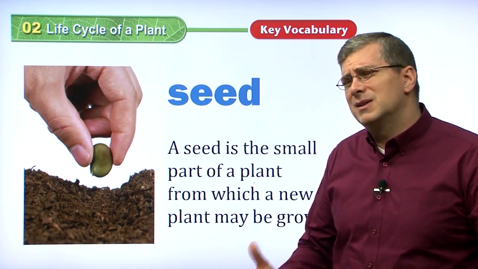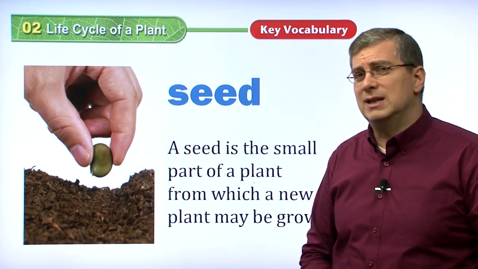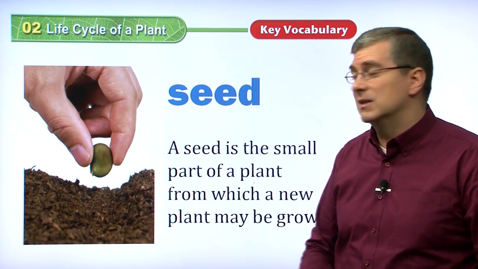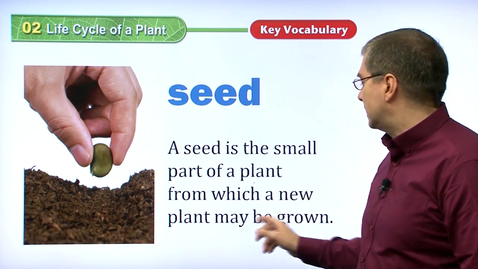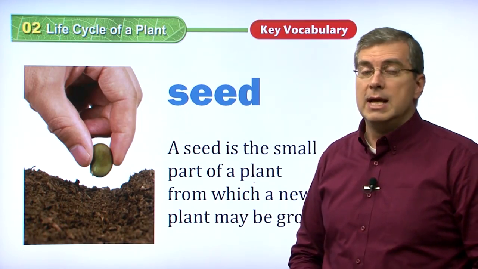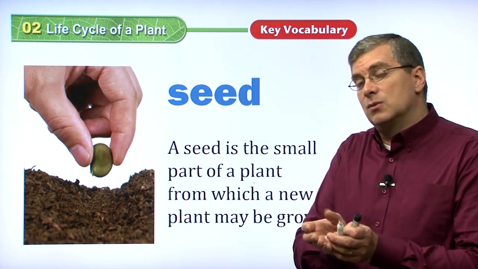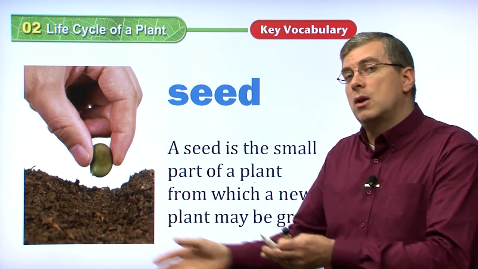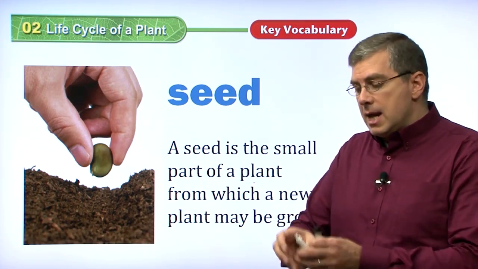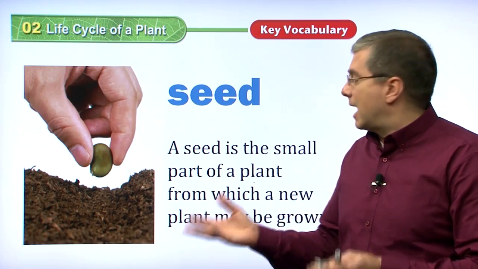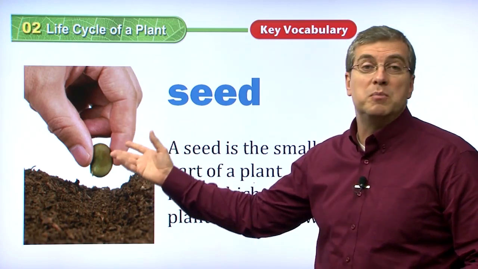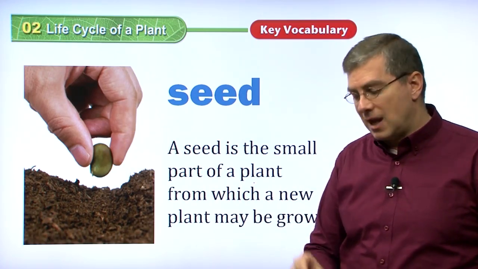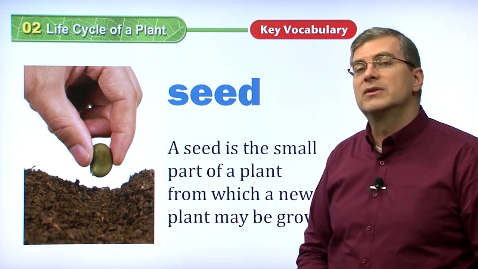Remember what makes the seed? That's right, fruit. Inside the fruit, we have seeds. So the seed is a small part of a plant from which a new plant may be grown. So the fruit that contains seeds, when we eat it, or the fruit is carried along by something else, like an animal, they open up, the seeds fall out, and then they will grow again. In many cases, of course, human beings will take the seeds and we will put them in the ground to make them grow.